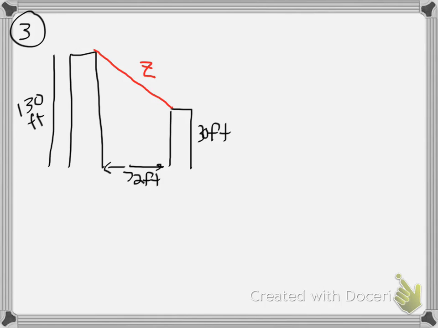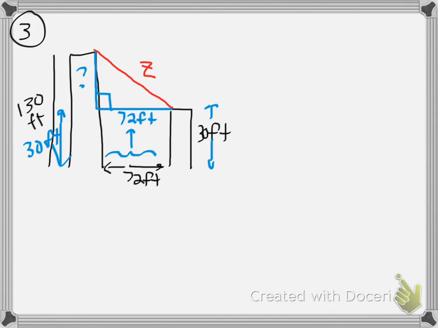Well, it turns out I can make a right triangle right here. Okay? Well, and if I do that, this distance can come up to 72 feet. And the question is, how big is this distance right here? That's really what we want to know. Well, if I knew that, I could figure out Z. Well, look over here. I've got 30 feet going from here to here. So let's call this 30 feet right here. But the whole thing is 130 feet. So that must be this part right here.